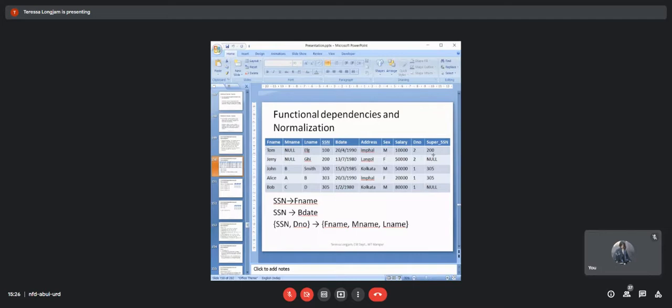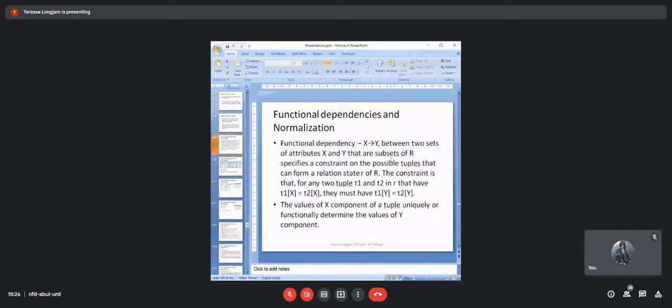If you remove all these tuples, these 5 tuples, and you only have the name of the relation along with the names of the attributes, then it is a relation schema. It is a relational schema.